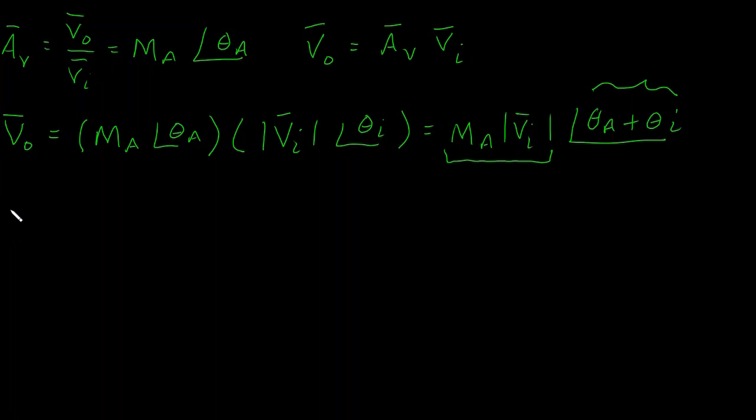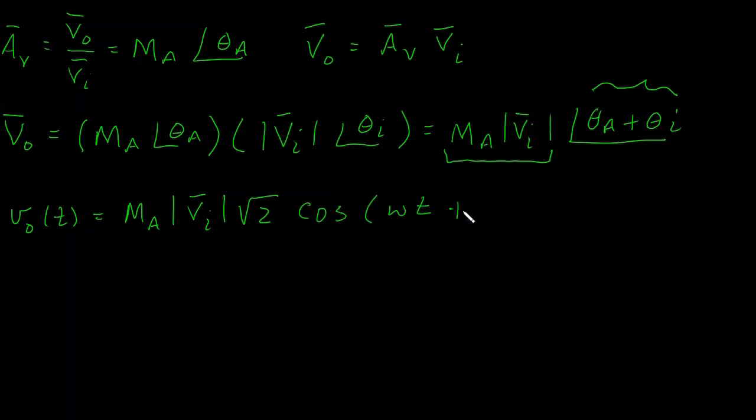Okay, so we're going to be able to write V out of t equals the quantity MA times the magnitude of the input phasor times the square root of 2 times the cosine of omega t plus, now we have to have both angles in here, theta A plus theta I. Again, so this should be no surprise.